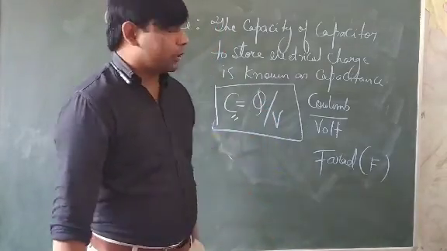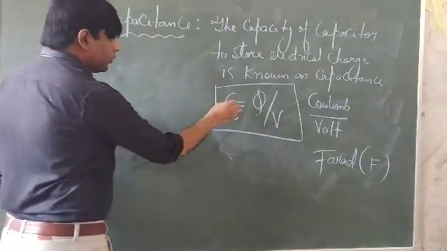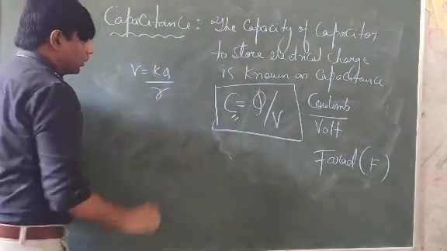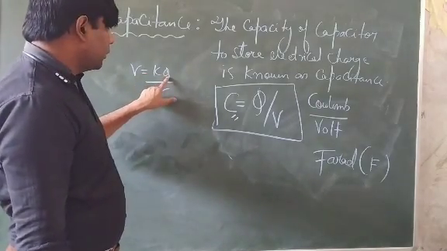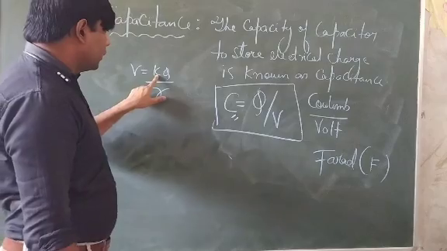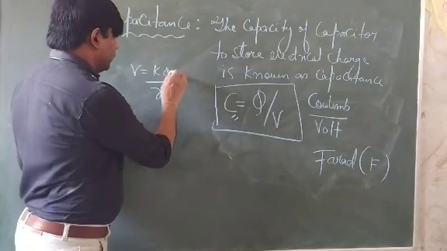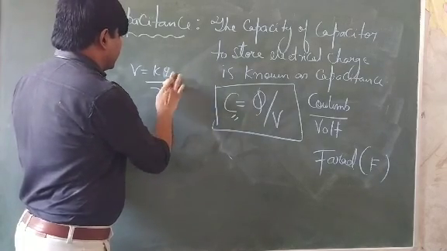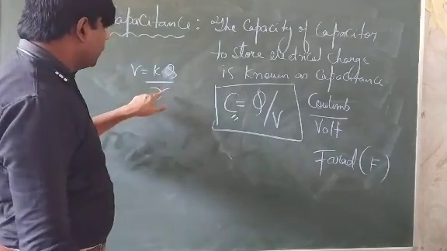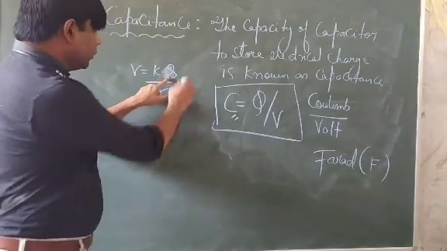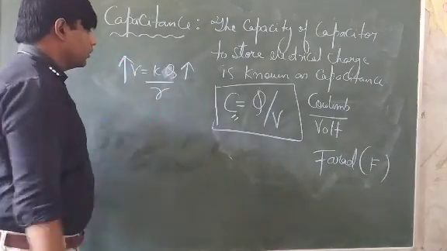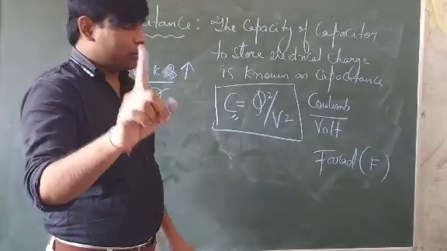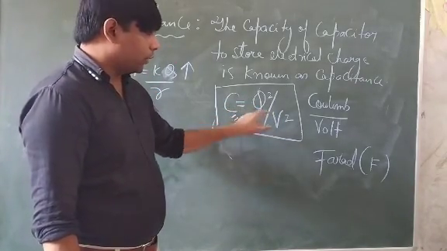But it is not dependent on Q by V. Why? Because it is a fixed value. We know V equals KQ by R, the potential due to a charge. Here, if Q increases, then V also increases. If I increase Q by 2, then V also increases by 2, and 2 by 2 equals 1. That is, capacitance is not dependent on Q and V.